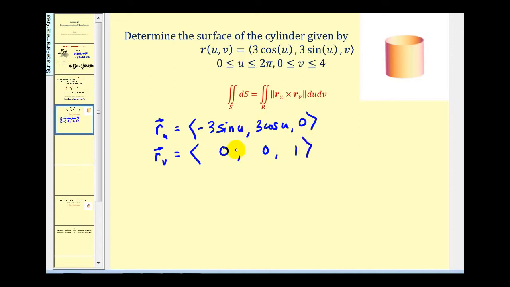So now we need to determine the cross product of these two vectors and then the magnitude of that result. I'm going to go ahead and use the diagonal method to determine the value of this 3 by 3 determinant. So I'm going to go ahead and copy the first and second column again.